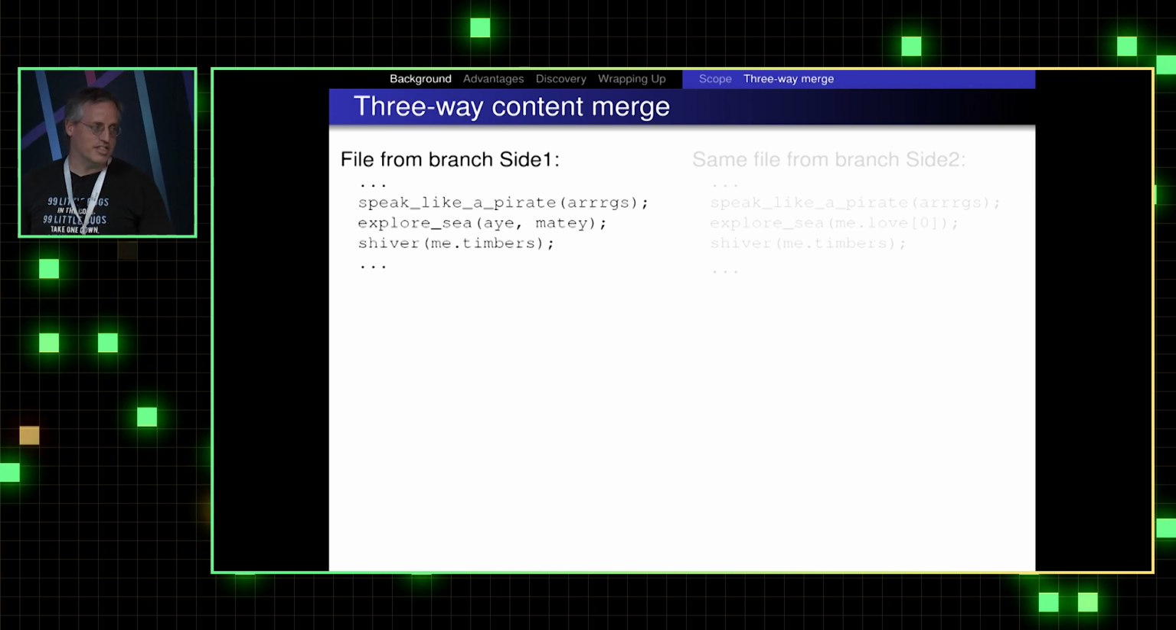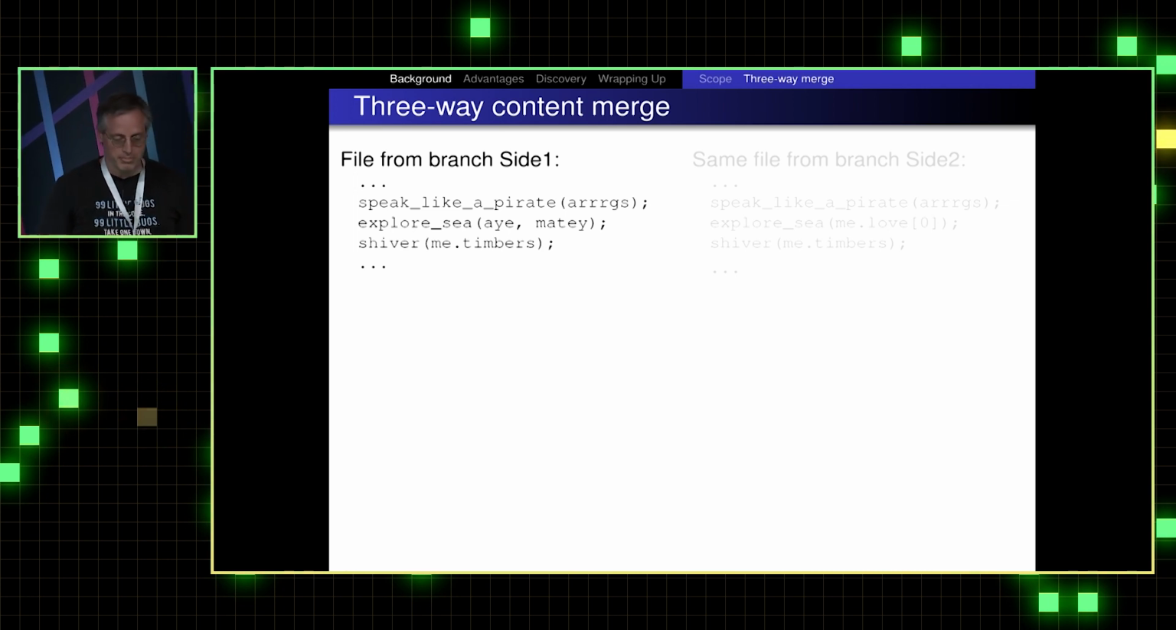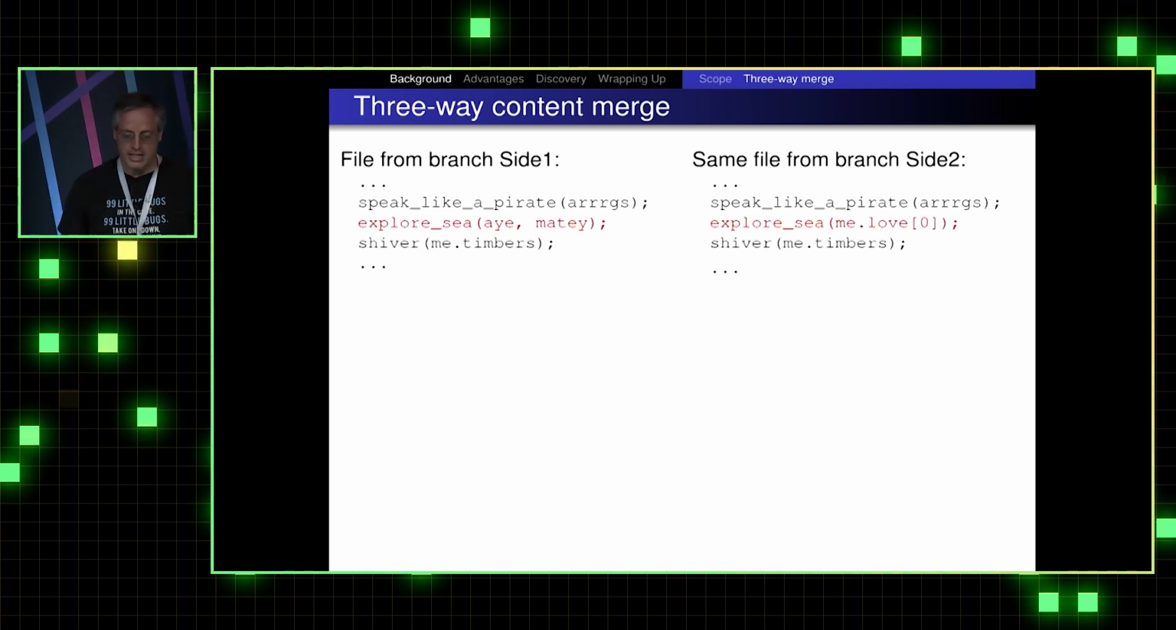So let's say we've got a simple file that exists on both of our branches of interest. I've named the branches side 1 and side 2 because I'm boring. It's easy to refer to them. And let's say that we've got 3 lines in this file of interest on side 1, and we've got 3 very similar lines in the file on side 2, but the middle line is different between the 2. Now, if we merge these branches, what happens to that middle line?